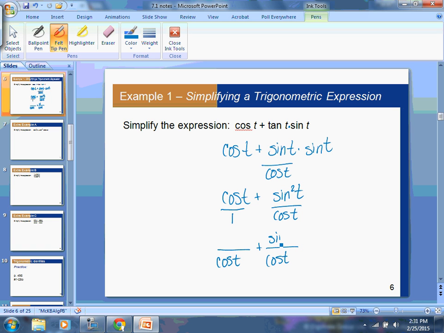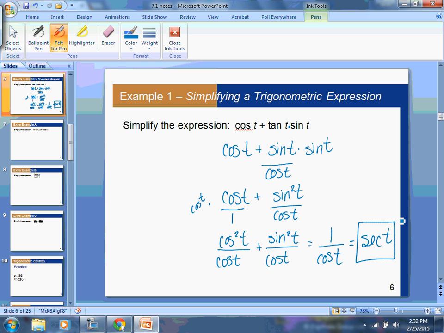So this is going to stay. This second fraction is going to stay. But my first fraction, I would have to adjust it. I would have to multiply by the cosine of t. So I would have cosine squared t. Now, cosine squared plus sine squared is 1. So I have 1 over cosine t. And 1 over cosine t is secant of t.